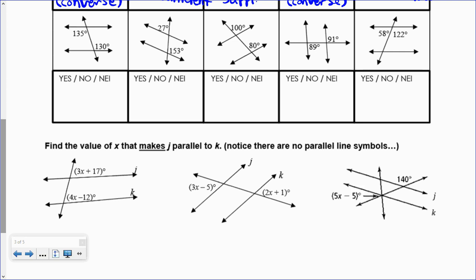Alright, everybody clamps back up, please. Who can give me the answer for the first one on the far left? Go ahead. Alternate exterior? Sorry, alternate interior. Yes, it's no, because alternate interior are not congruent. Everybody get that?